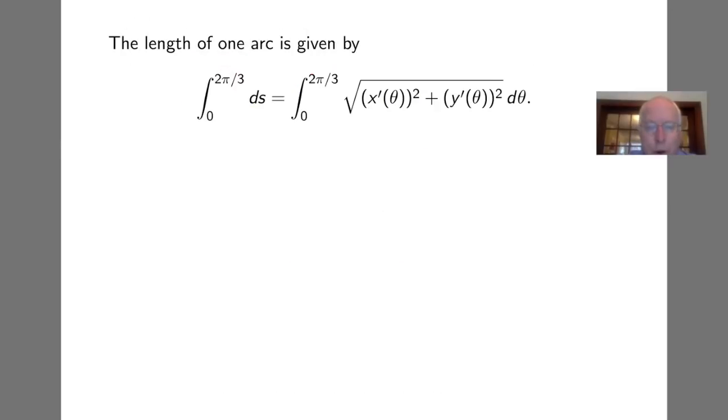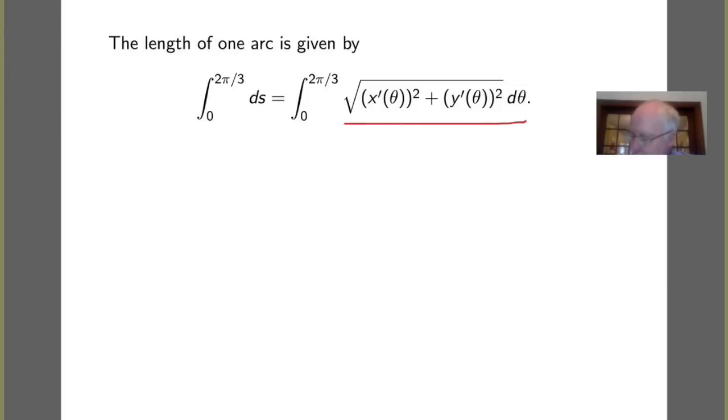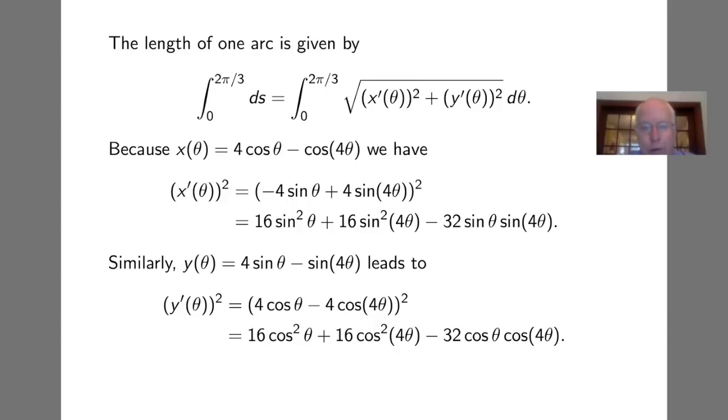So the length of one arc is going to be given by integrating from 0 to 2 pi over 3 ds. And because we're in parametrics, we use the parametric form for ds, the square root of the sum of the squares of the derivatives of the x and y coordinates. So the square root of x prime of theta squared plus y prime of theta squared, d theta. And the rest is all just algebra and calculation. So we'll first compute these derivatives.